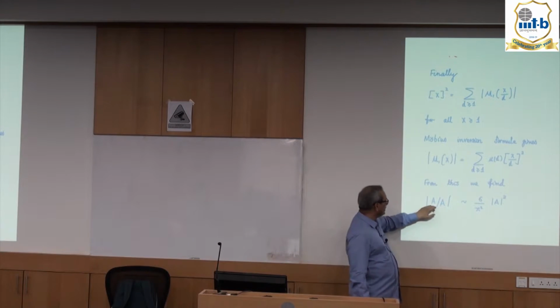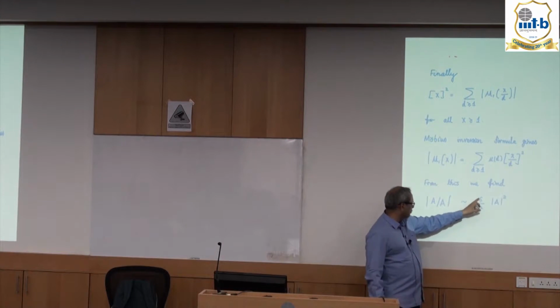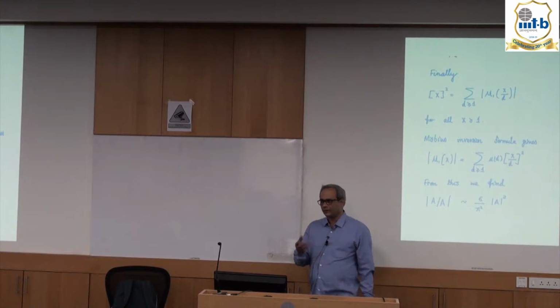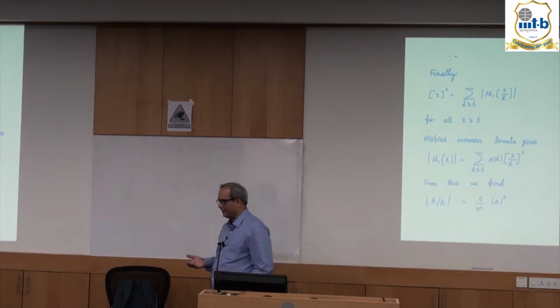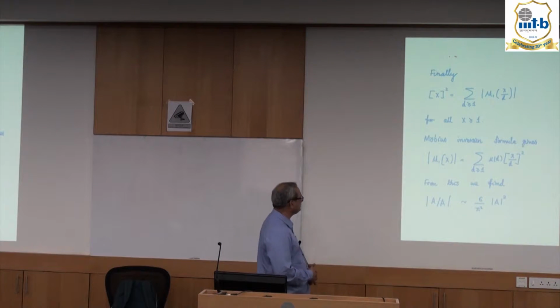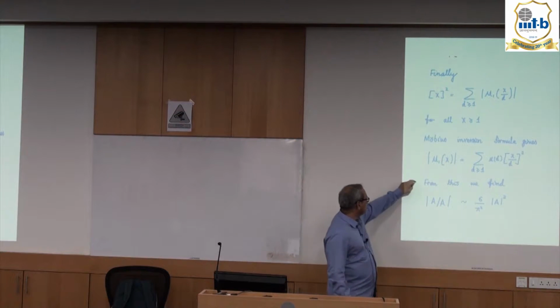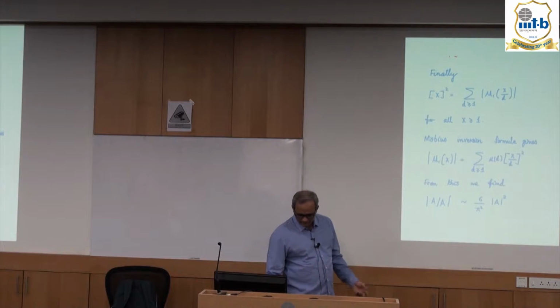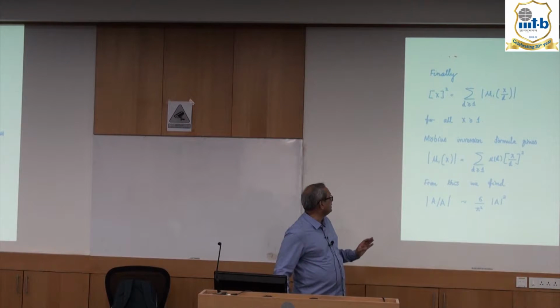of A by A, it follows from this relation that A by A behaves like 6 by pi square times the cardinality of A square, or x square. It's the same thing because the cardinality of A is x essentially. Now, how do you deduce this from this? That's a simple step, mostly just elementary inequalities involved.